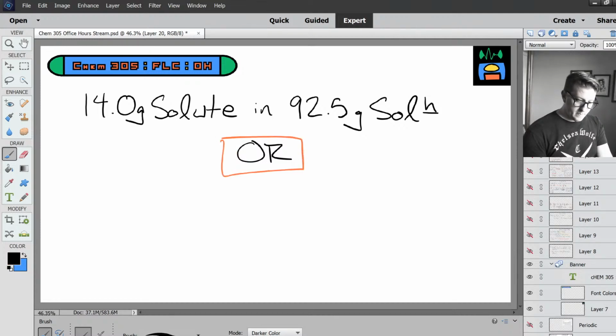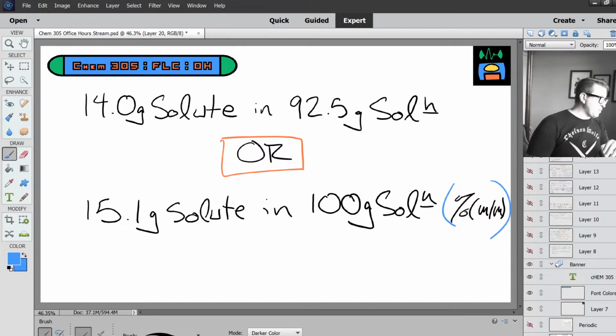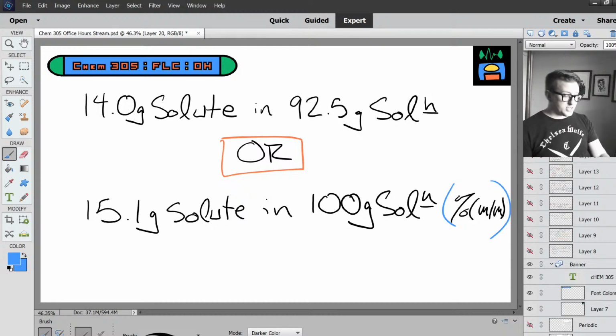Or you could say that you have 15.1 grams of solute in 100 grams of solution. And we get this one from the percent mass. So the reason why we had that 15.1 grams is we started with the percent mass that we calculated in the first part of the problem. And we got that ratio from the 14 grams of solute in 92.5 grams of solution.